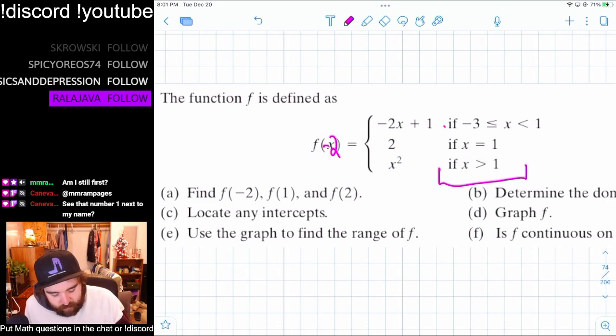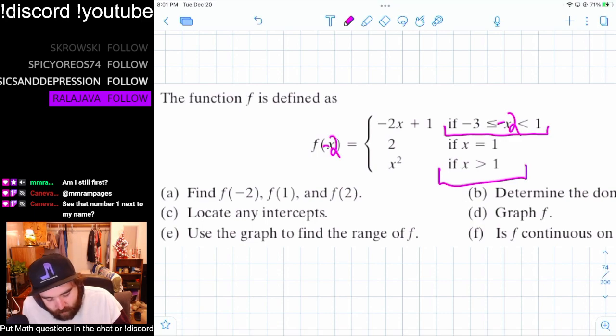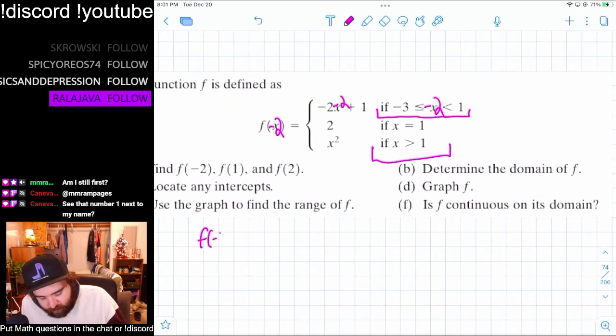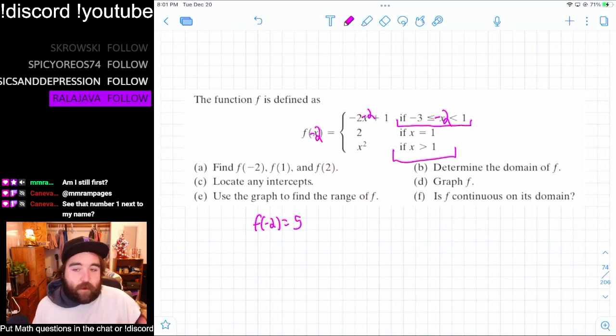Or which of these conditions allows for x equals negative 2? And you see it's right there, because that's talking about how if x is between negative 3 and 1, you're going to go to that part of the function. So to get what it is, you're just plugging in negative 2 into this part of the function. So negative 2 times negative 2 plus 1. So f of negative 2 equals 5. And the other parts just don't even matter when x equals negative 2.